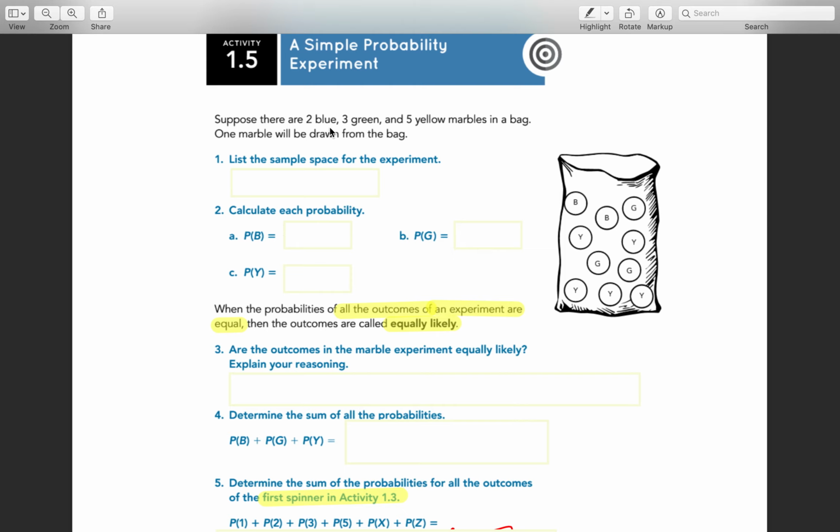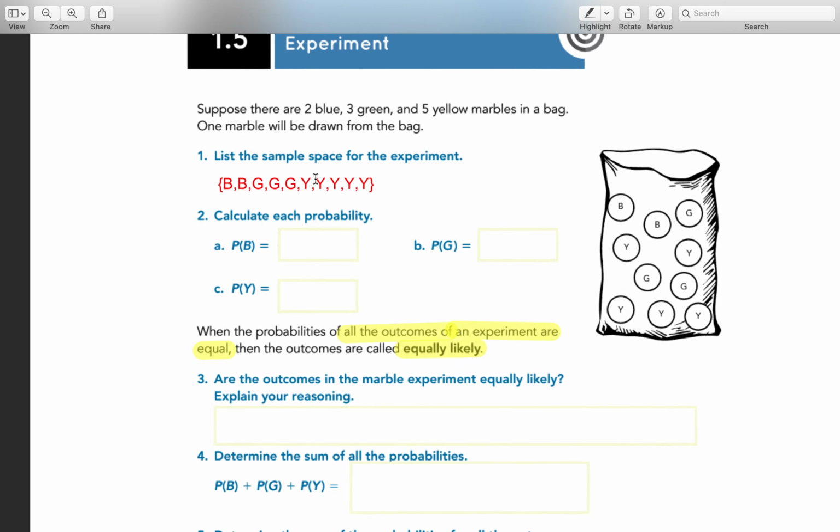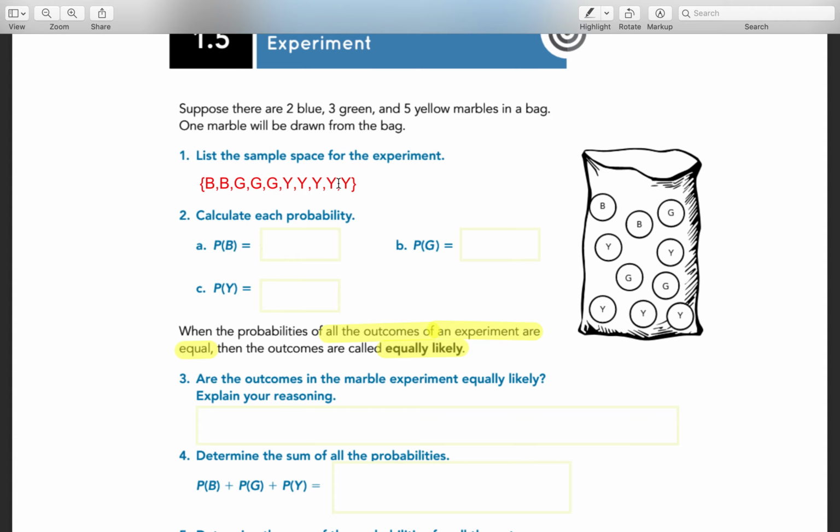Since we have 2 blues, we can write blues as B, green as G, and yellow as Y. Since there are 2 blues, we're going to have 2 B's. And for greens, it's going to be 3 G's, and 5 Y's for 5 yellows. For the sample space, make sure you write them with the braces. So it's {B, B, G, G, G, Y, Y, Y, Y, Y}. Those are the sample space for this experiment.